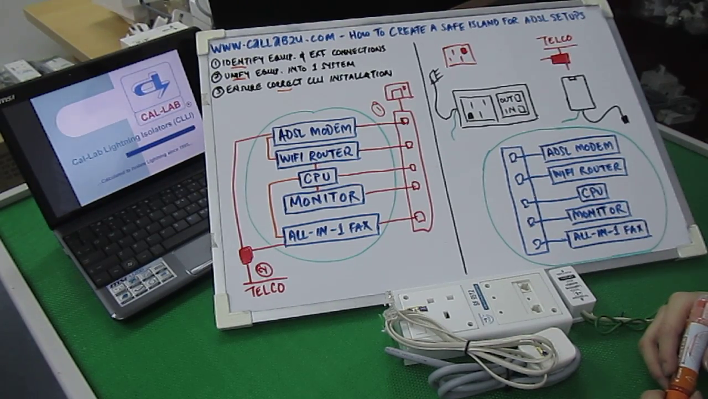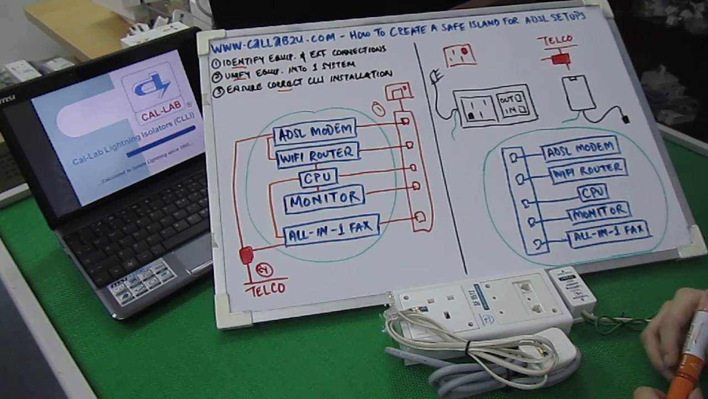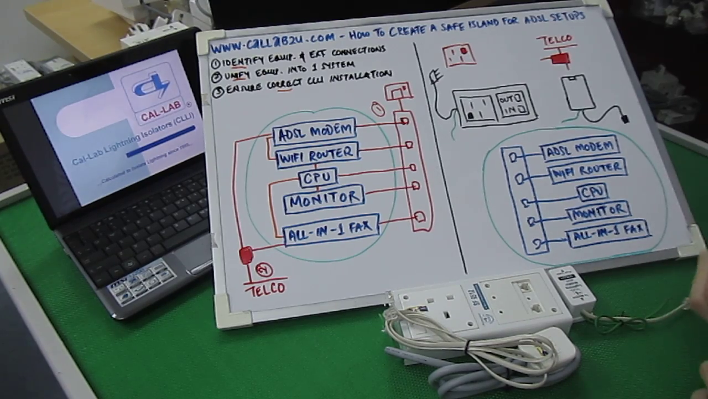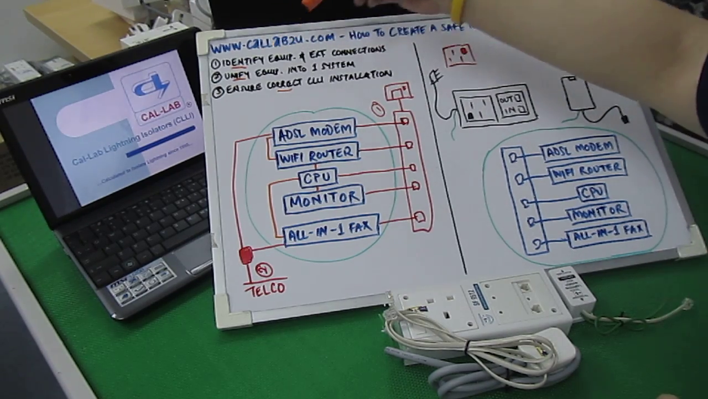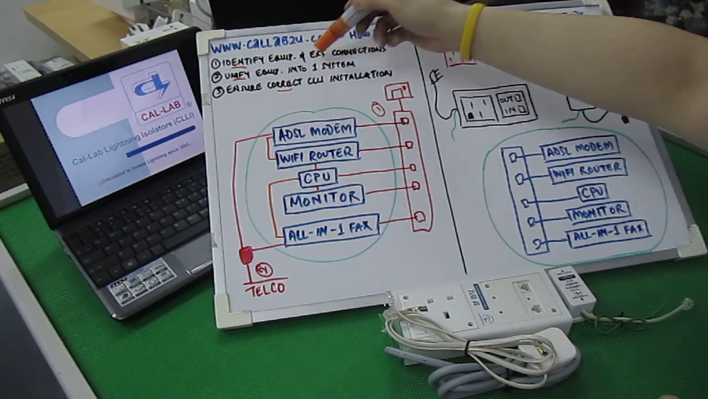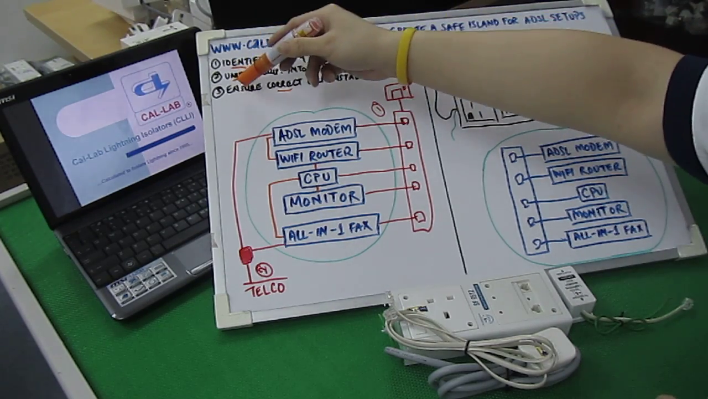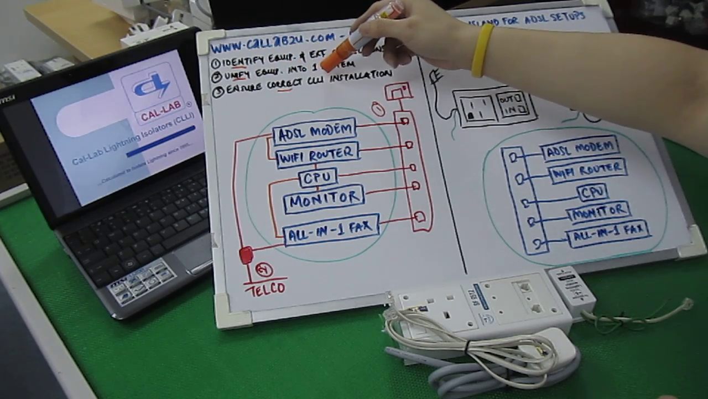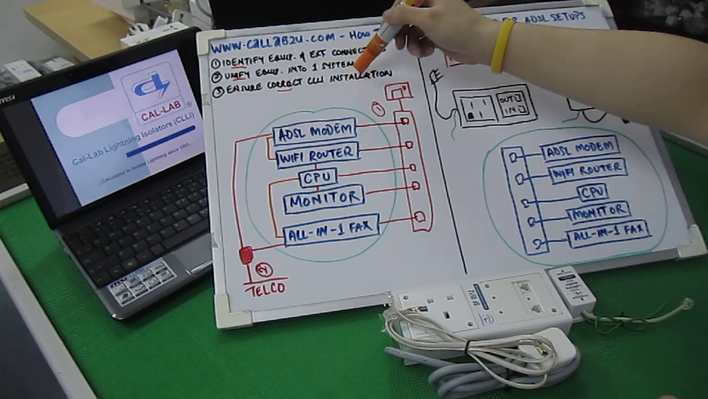Today we're going to be talking about how to create a safe island for home ADSL setups. As in previous segments, we're going to go through the same three-step process. The first step is to identify the equipment you want to protect as well as the external connections. The second step is to unify the equipment in that setup into a single system. The third step is to ensure correct CLLI Blinding Isolator installation.